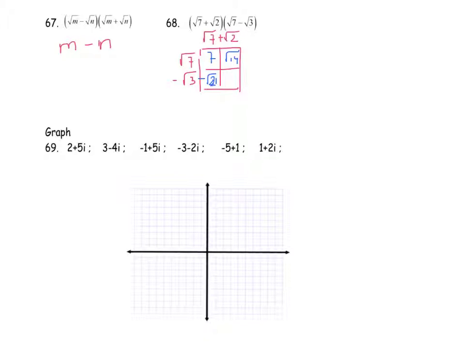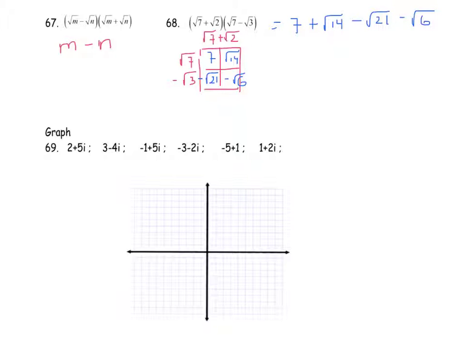Let me go ahead and erase that and go back again. Square root of 21. And in the last box, we'll have negative square root of 6. So the answer will be 7 plus square root of 14 minus root 21 and minus root 6. We can't simplify this any further.